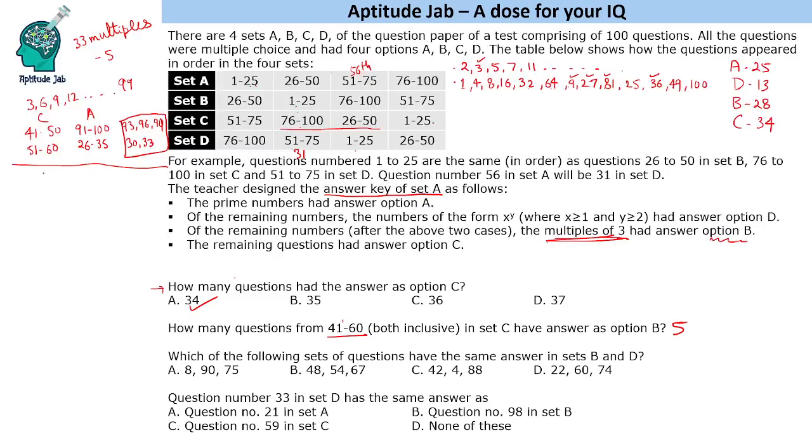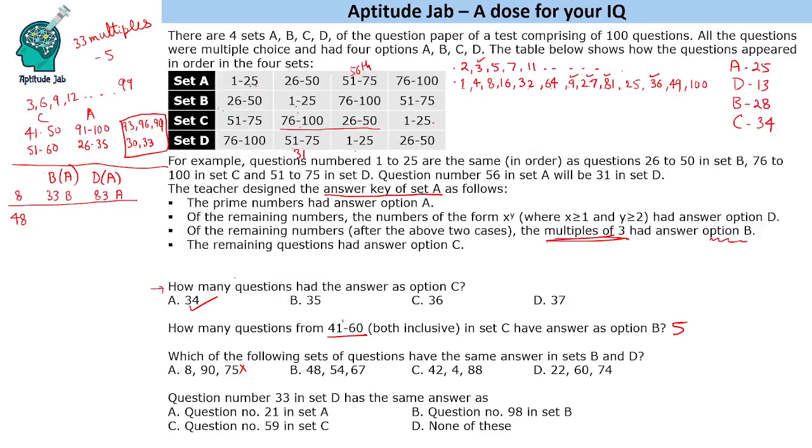So what I will do is write the question number in set B with respect to set A and set D with respect to set A and see if the choices match. Okay, so let's start with the first option, that is 8. If we start from question number 8 in set B, if we add to it, this is 33 in set A. And question number 8 here is 83. Now 33 is a multiple of 3, so it has answer option B, and 83 is a prime number, so it has answer option A. So the first question itself tells that the answer options are not the same, so we do not need to check this option. So let us check for the next option, that is 48.